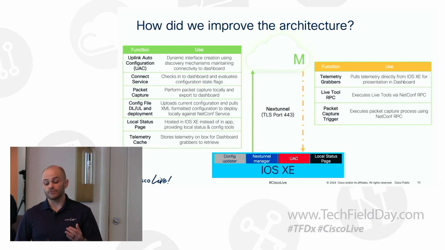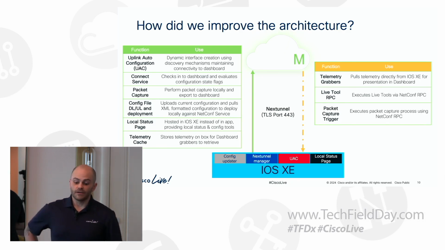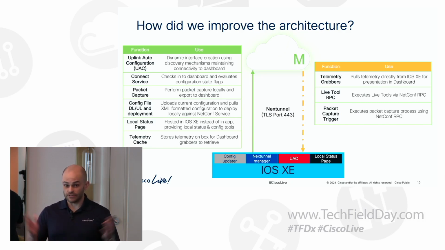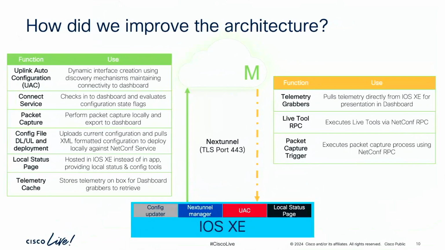So the switch will actually check in every minute or so and see if it has a new config update. And sometimes the cloud can poke it and tell it, hey, download your config. But it made it a lot easier for us to build a scalable architecture that we could have hundreds of thousands of switches managed with.